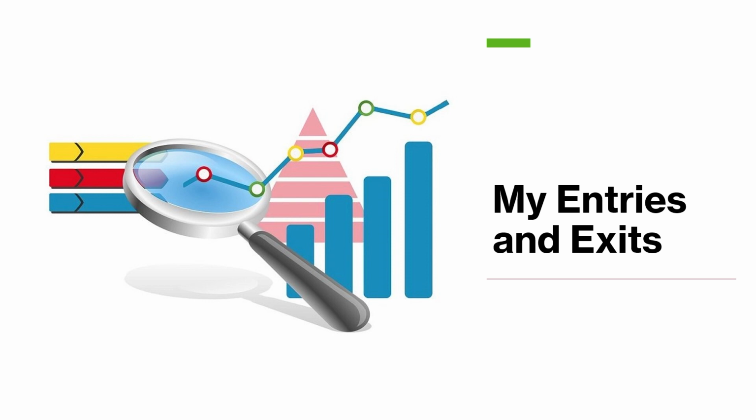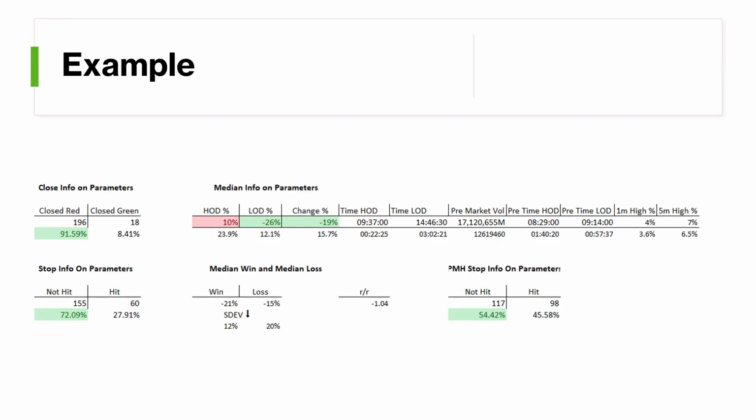Now, let me give you a quick example. So here you can see the dashboard results. For this example, I've entered in a ticker with a 500 million market cap or under, 50% gap, above 10 million pre-market volume and a price above 1.